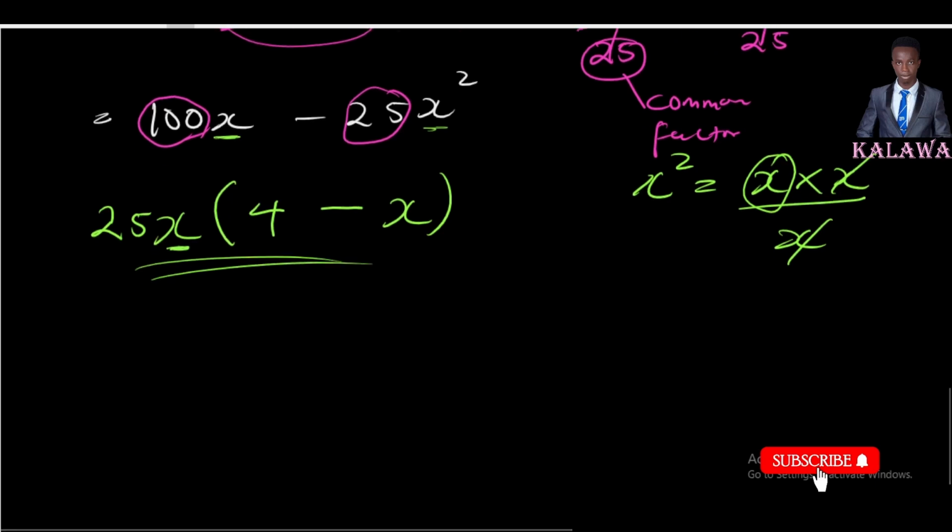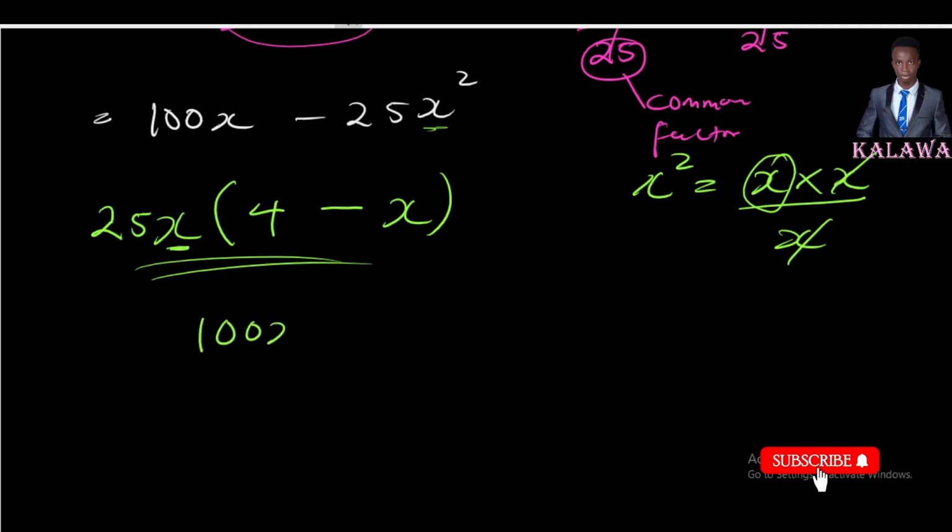So let's do the inverse again. We can still arrive at the same answer. Always after you are done solving, do the inverse to cross-check your answer. So if we do the inverse again, 25x times 4 will obviously give you 100x, and then 25x multiplied by x is going to be minus 25x squared. So this is what is known as factorization, and this is the common factor.